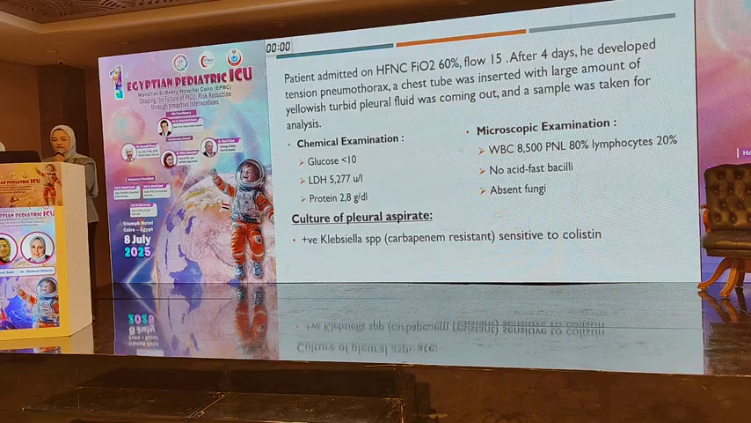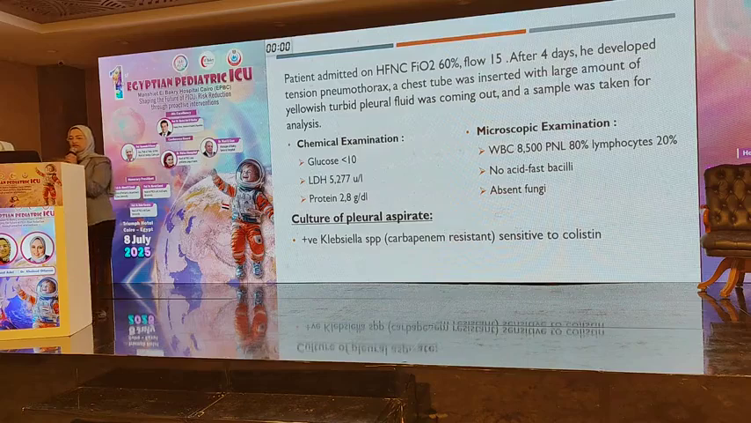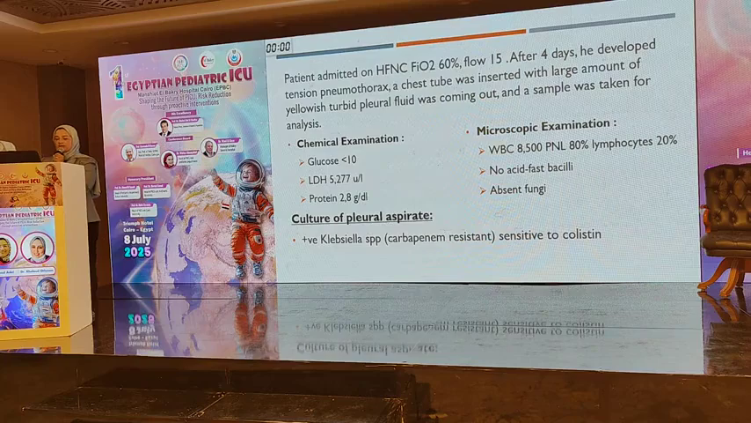On chemical examination, glucose was low at 10, LDH 500 to 1770, and protein 2.8. On microscopic examination, white cells were 8.5, mainly polymorphs, with no acid-fast bacilli. Culture of the pleural aspirate showed Klebsiella, sensitive to colistin.